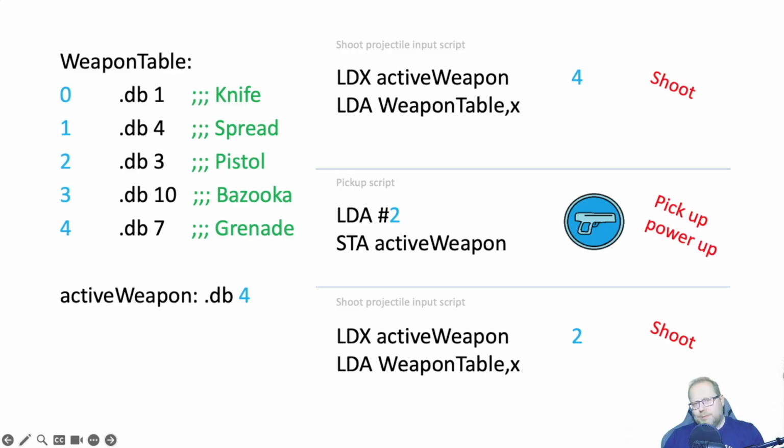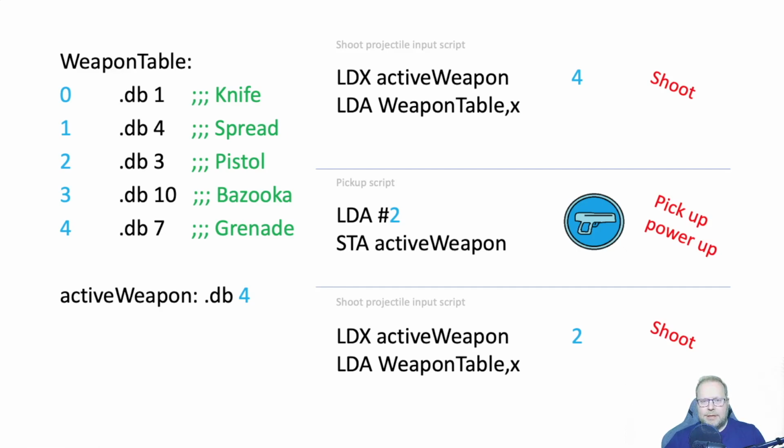So I hope this makes sense. The point here is to show you how we use these offsets when we're working with tables. We're loading a value into X and we use that as an offset for our table by writing comma X.